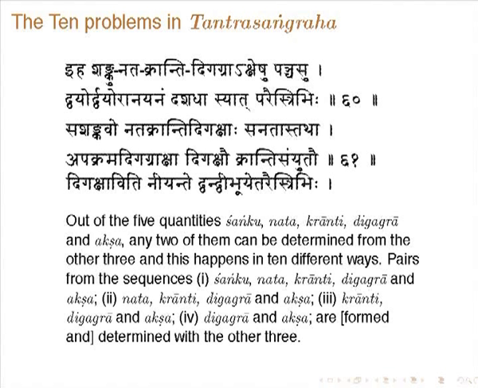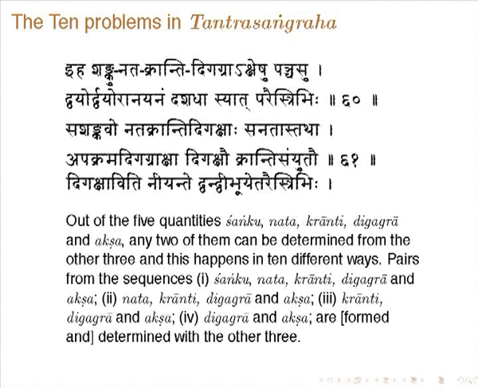Shanku is related to the zenith distance. Nata is related to the hour angle. Kranti is related to the declination. Digagra is related to the so-called azimuth, and Aksha is related to the latitude. Okay. So, here Shanku, Nata, Kranti, Digagra, Aksha: clearly, 5 of them are there.